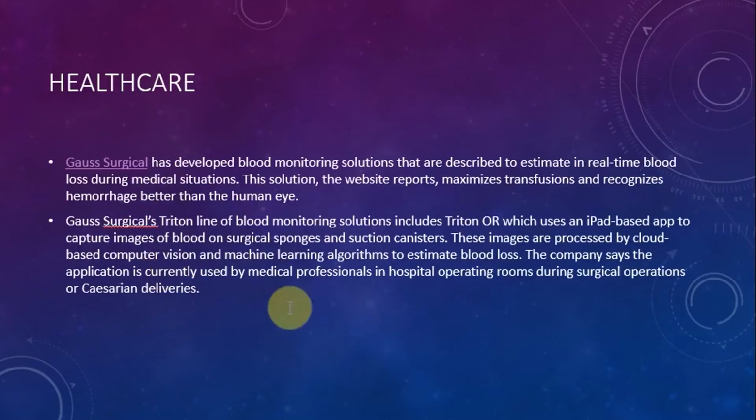So let's look at the area of healthcare. Gauss Surgical has developed blood monitoring solutions that are described to estimate blood loss in real time during medical situations. The website reports this solution maximizes transfusion and recognizes hemorrhage better than the human eye. The Gauss Surgical Triton line of blood monitoring solutions includes Triton OR, which uses an iPad-based app to capture images of blood on surgical sponges and suction canisters. These images are processed by cloud-based computer vision and machine learning algorithms to estimate blood loss.